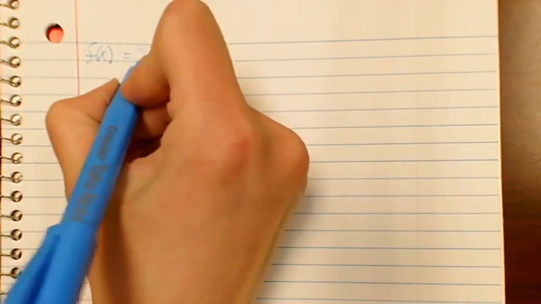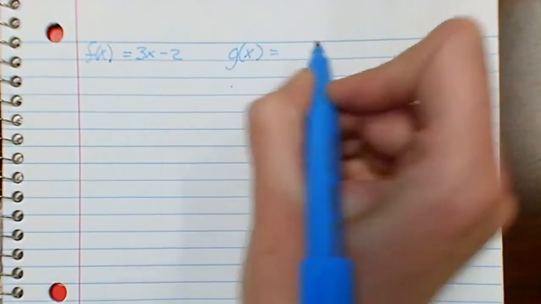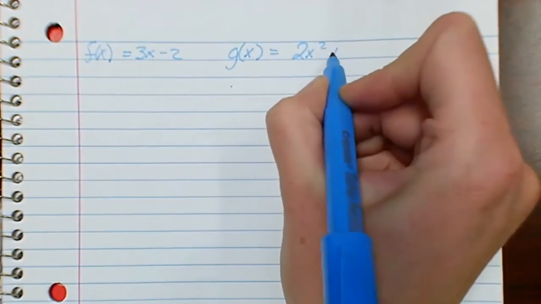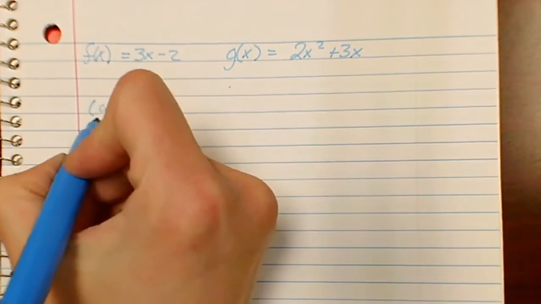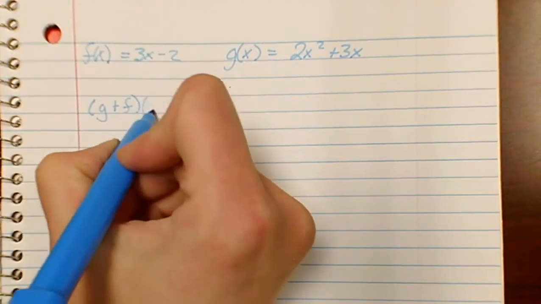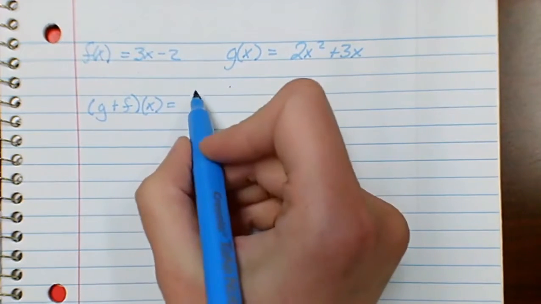F of x equals 3x minus 2, and g of x equals 2x squared plus 3x. So let's go ahead and look at some operations. This time we're going to say g plus f of x. So order matters, not so much when you're adding or multiplying, but when you're subtracting and dividing, order does matter.